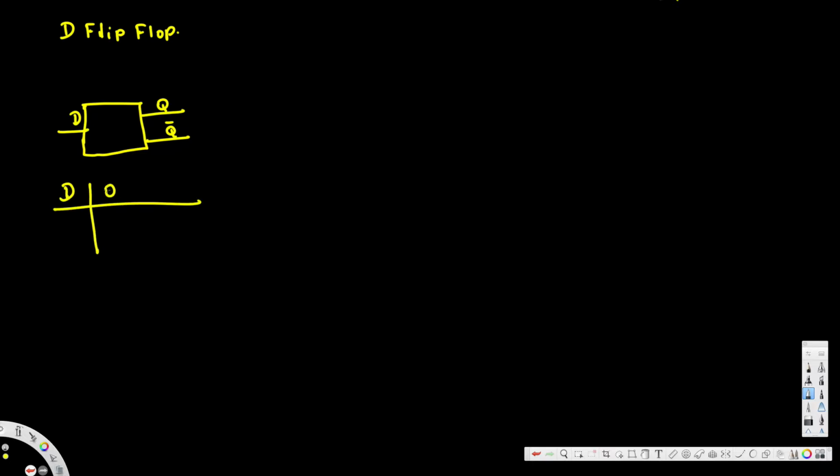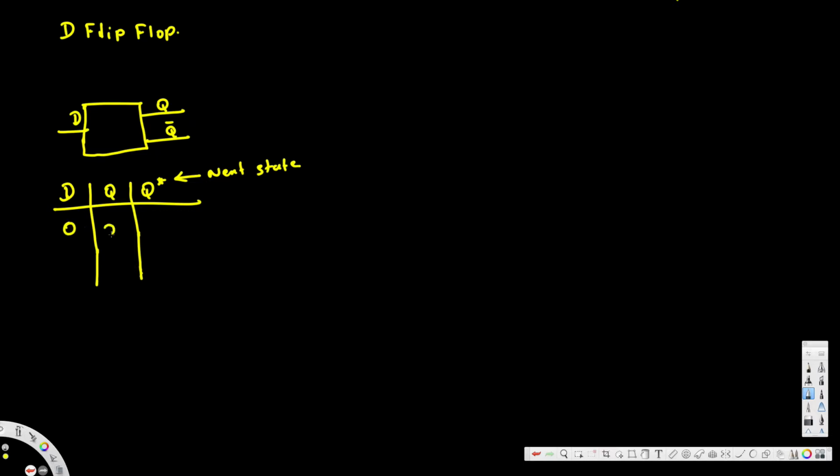D flip-flop. It will look like this. We will have the D input and Q, and Q bar will be the output. Now if you look at the truth table for the D flip-flop, you will have D and Q as output, and after that Q asterisk is the next state. And the truth table will look like this.